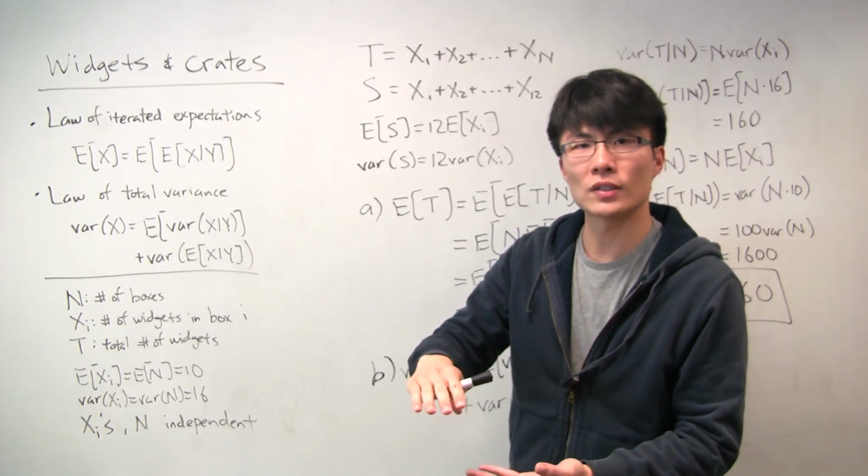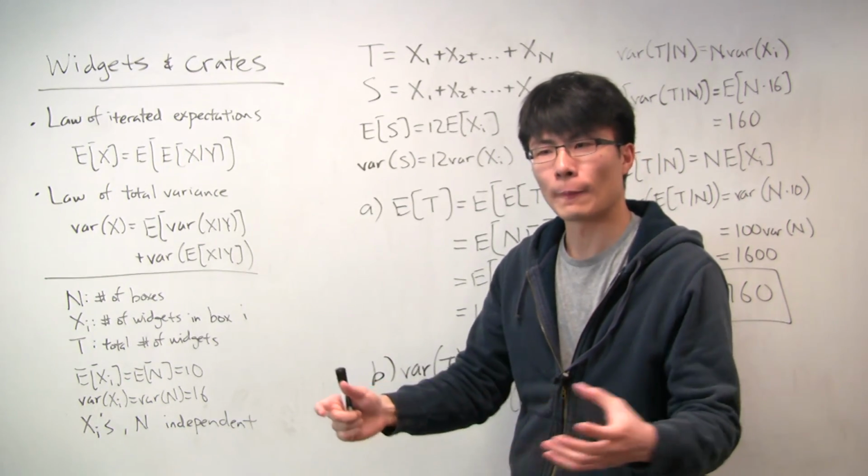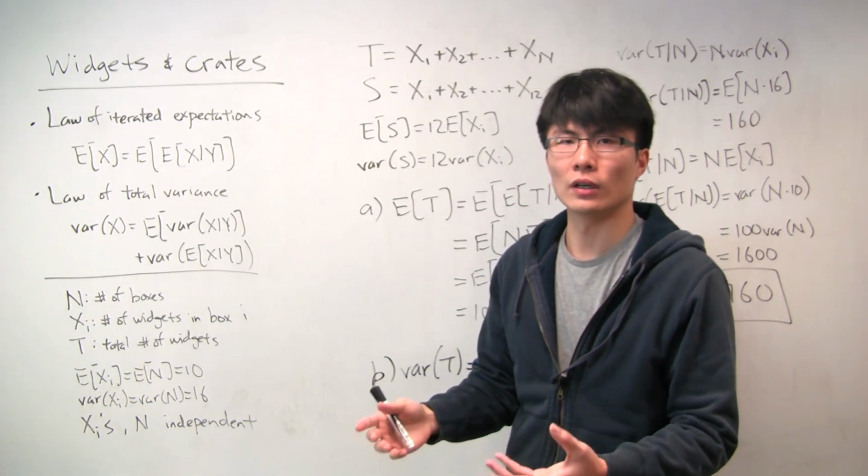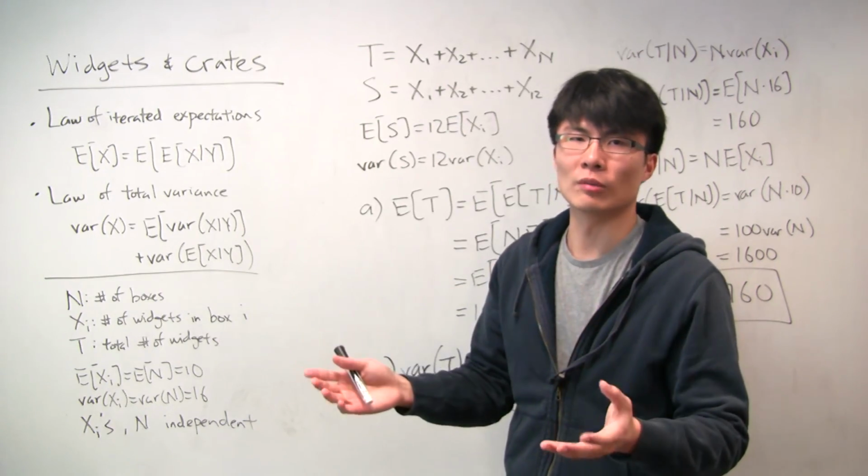So you condition on the number of boxes. If you know what the number of boxes is, then you can easily calculate how many widgets there are on average, and then you average over the number of boxes to get the final answer.